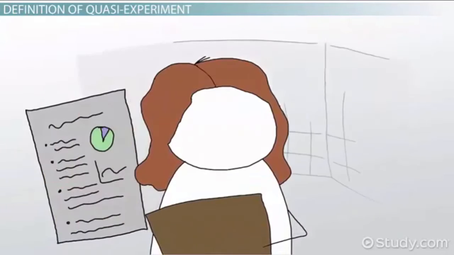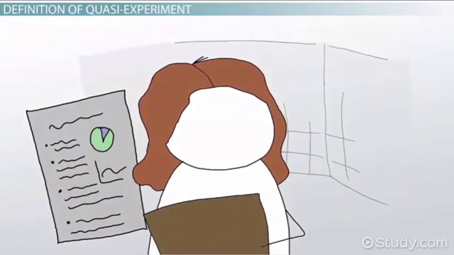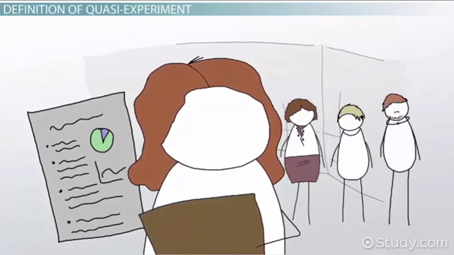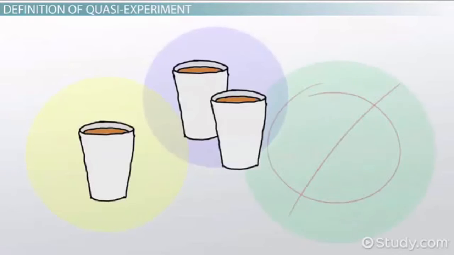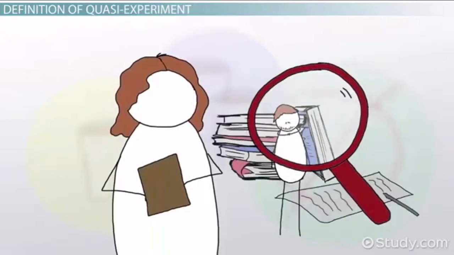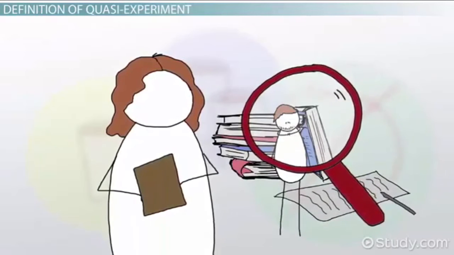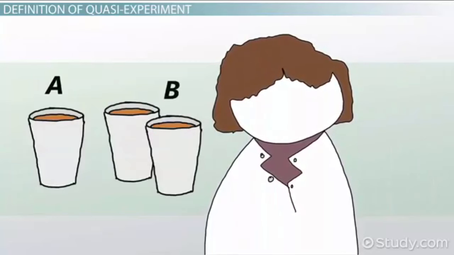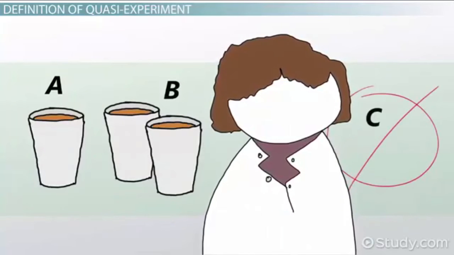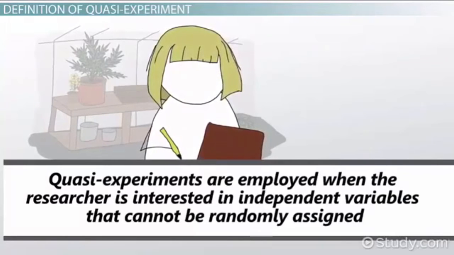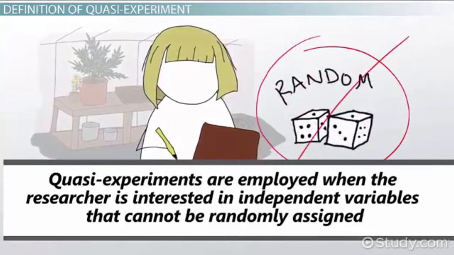So, for instance, if a researcher was examining the effects of caffeine on reading comprehension, she might randomly assign participants to one of three independent variable conditions: those who drink 1 cup of soda, 2 cups of soda, or no soda. She might then assess each person's reading comprehension abilities following exposure to the independent variable. In a true experiment, each participant who volunteered would have an equal chance of being assigned to any of the three groups. Quasi-experiments are employed when the researcher is interested in independent variables that cannot be randomly assigned.